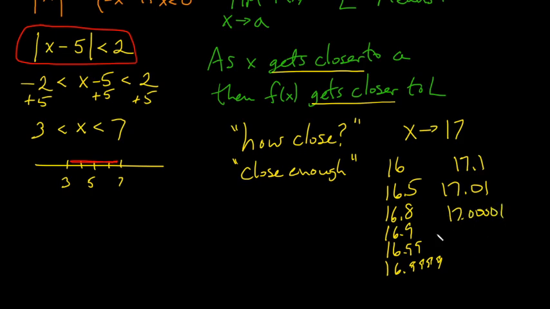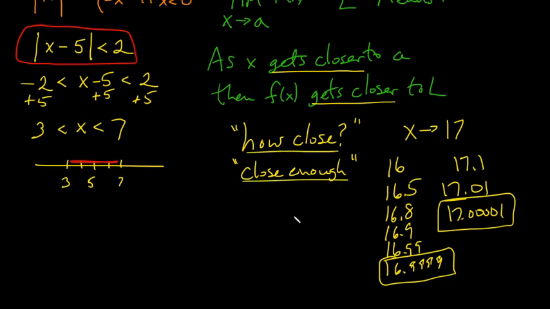So intuitively, we know what it means to get close to 17. But the question is, is this number close enough? We might want to get closer. Is 16.9999 close enough? So this is what we're going to do. We're going to make this idea of being close to, or approaching, another number a bit more precise.